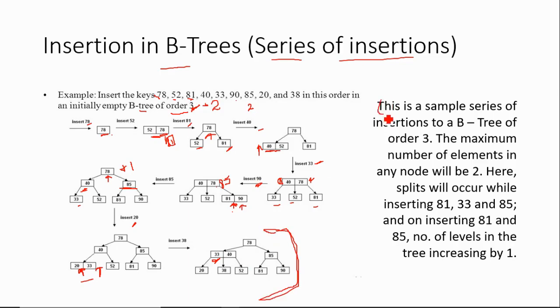The description is also there: splits occur after inserting 81, 33 and 85, and changes in the levels of the tree have occurred when we have added 81 and 85. So this was with insertion.